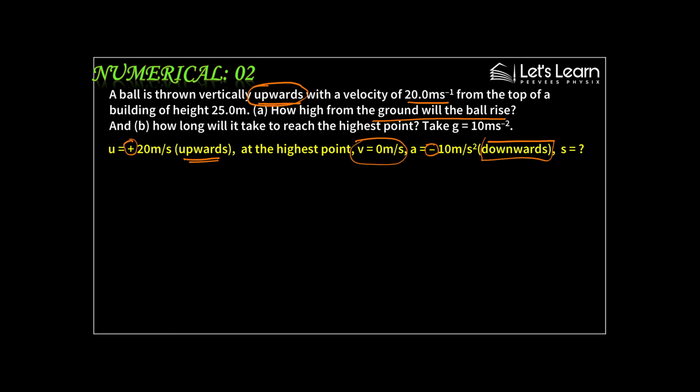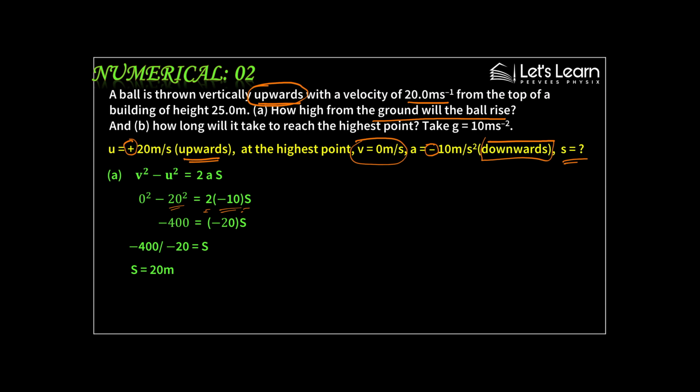How high does it go? So we look for displacement. An equation without t, which is v square minus u square equals 2as. Plugging the numbers, v is 0, u is 20, so 20 square, equals 2 times a, minus 10, times s. Left hand side is minus 400. RHS is minus 20s. Move minus 20 to the other side, so it becomes minus 400 divided by minus 20. The final answer is 20 meter. So the ball goes to a height of 20 meter from the top of a building.